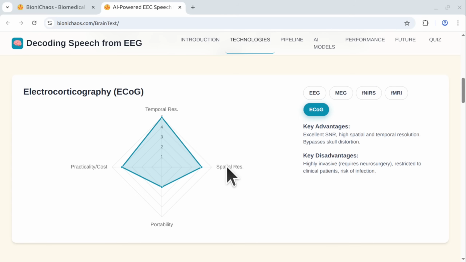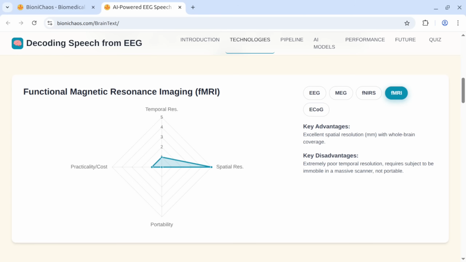Practicality/cost. This refers to how practical and expensive the technology is. ECoG is shown to be less practical/more expensive, indicated by the point being closer to the center. Portability. This refers to how easily the technology can be moved or used outside of a clinical setting. ECoG has low portability. Would you like me to explain the advantages or disadvantages as well? Yes, we can compare ECoG to fMRI.